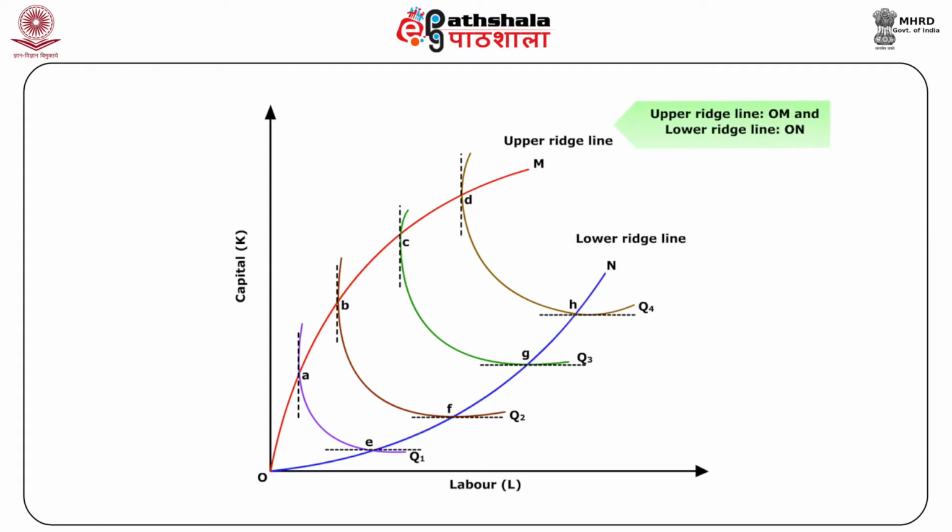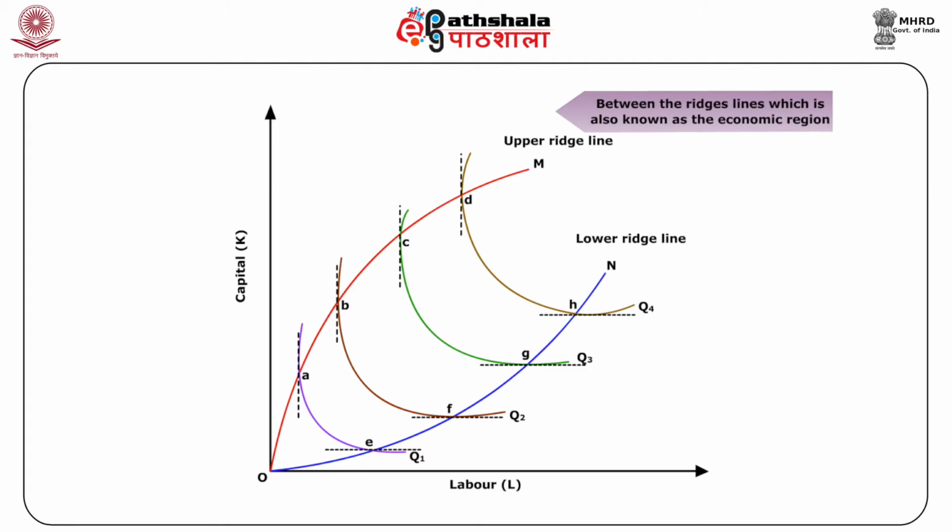The upper ridge line shows that the marginal productivity of capital is 0 on OM, whereas the lower ridge line shows that the marginal productivity of labor is 0 on ON. The area outside these ridge lines is the technically inefficient area where production cannot take place. Hence, the area which is technically efficient and where production can take place is the area between the ridge lines, which is also known as the economic region.